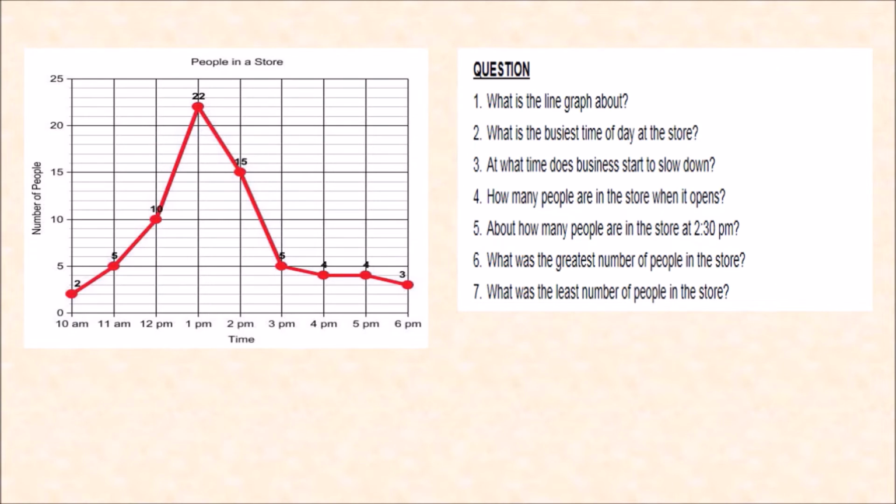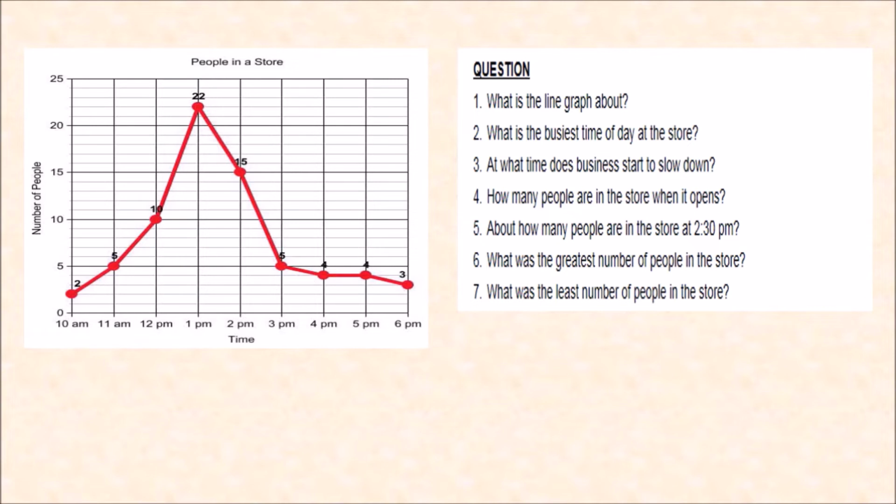Let's interpret this line graph. As the title says, it's people in a store. They recorded the number of people in a store from 10 a.m. to 6 p.m. The time is indicated on the x-axis. For example, at 10 a.m. they have 2 people. At 11 a.m. they have 5 people. The y-axis is the number of people.